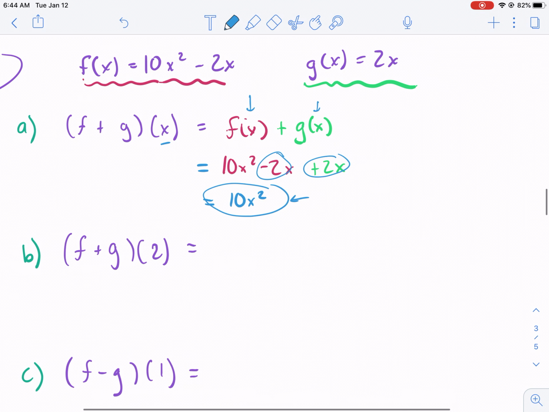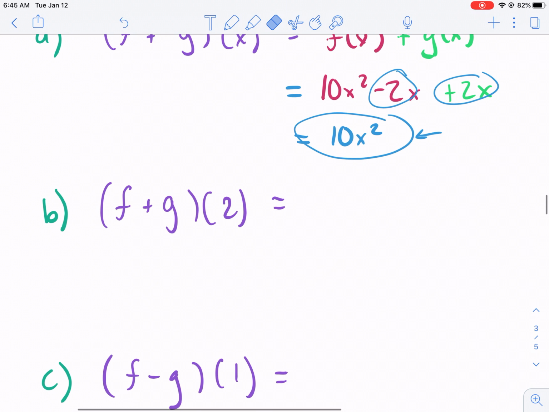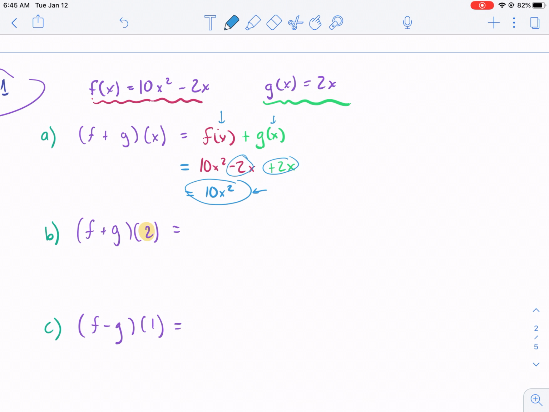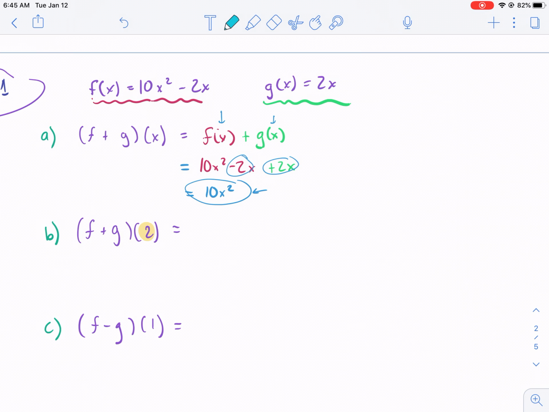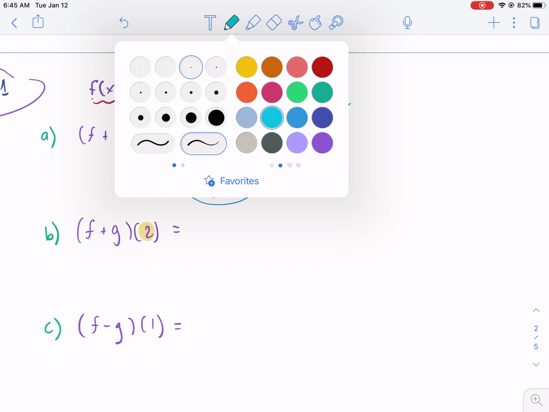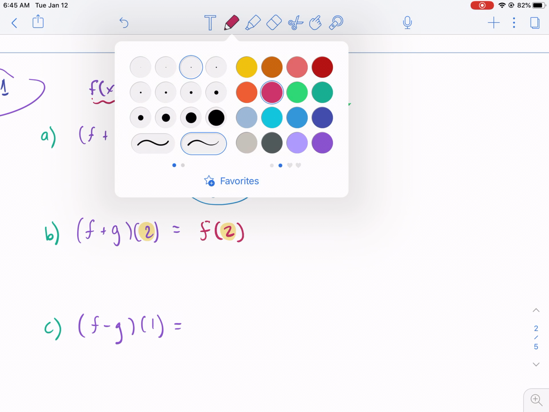Now, that's when we have x. We already had x expressed with these two functions, but now it's asking what happens when we have a 2 in there. So now we have a 2, so what do we do? Well, we said before that f plus g of x is the same thing as f of x plus g of x. So what is f plus g of 2 going to be the same thing as? This is going to be the same thing as f of 2 plus g of 2.